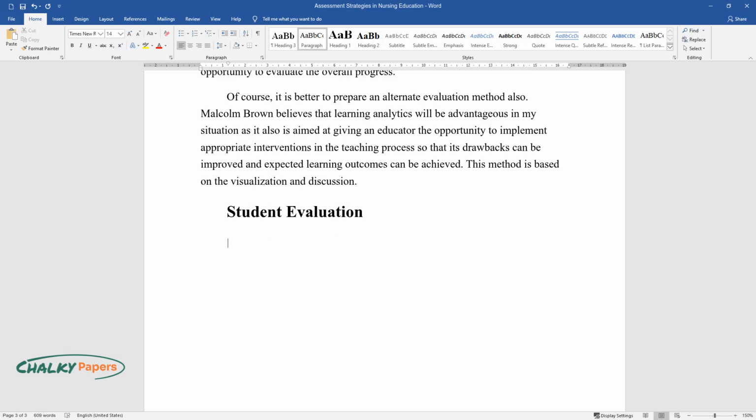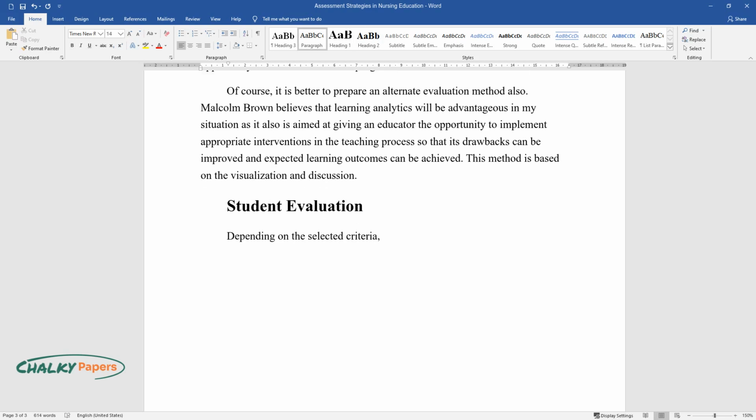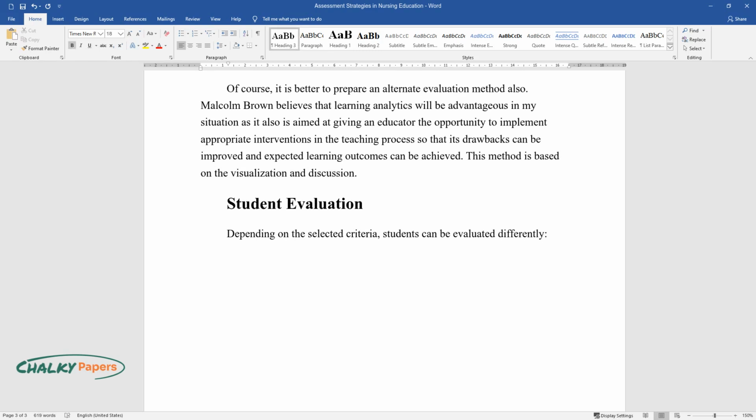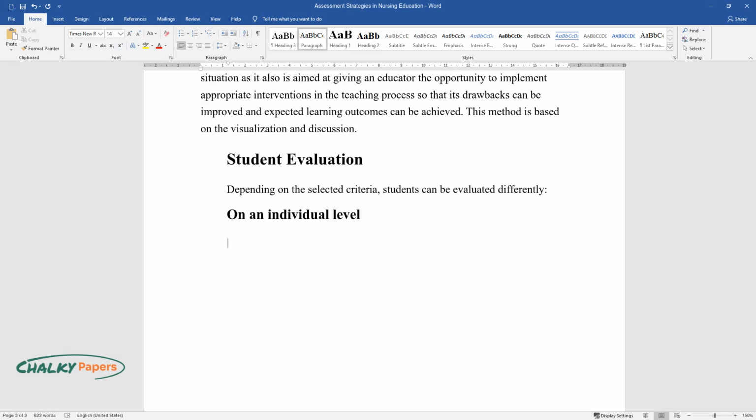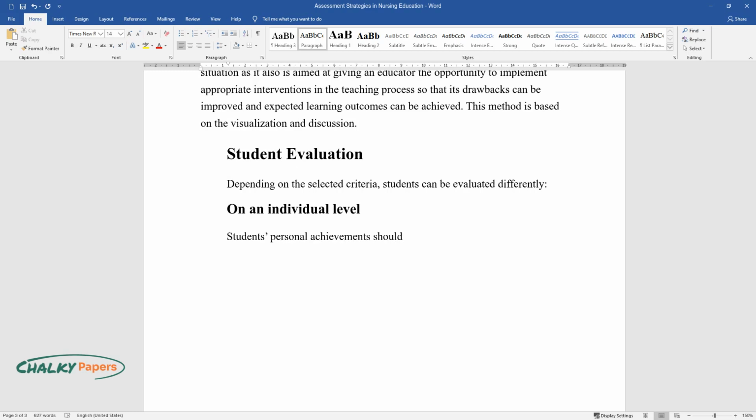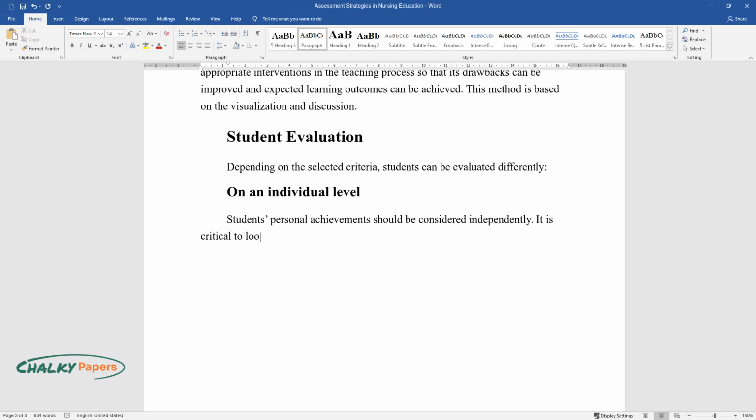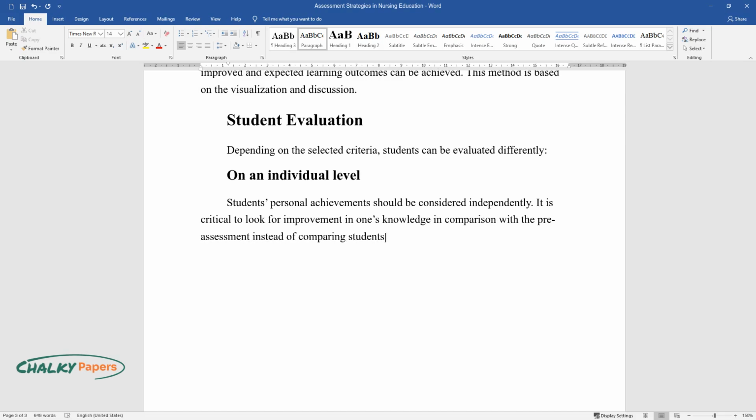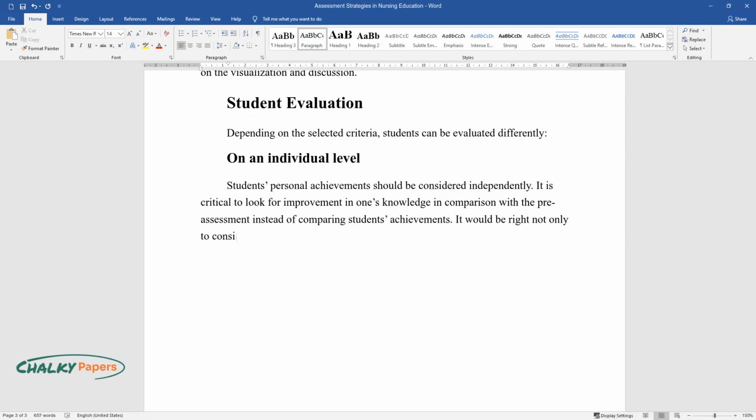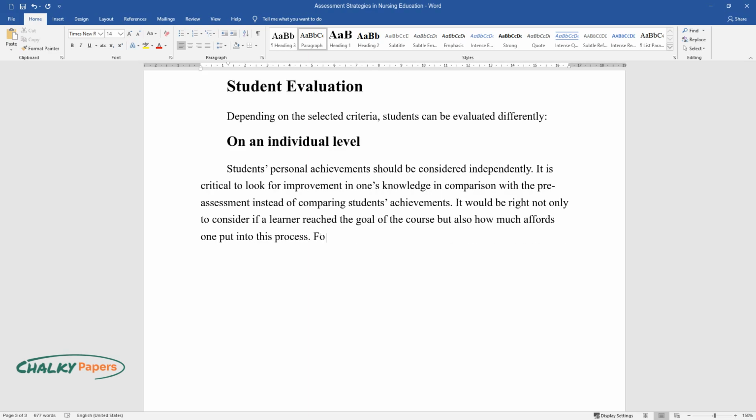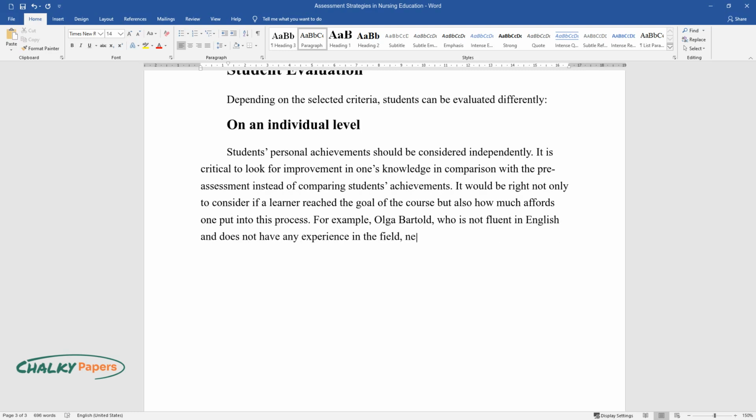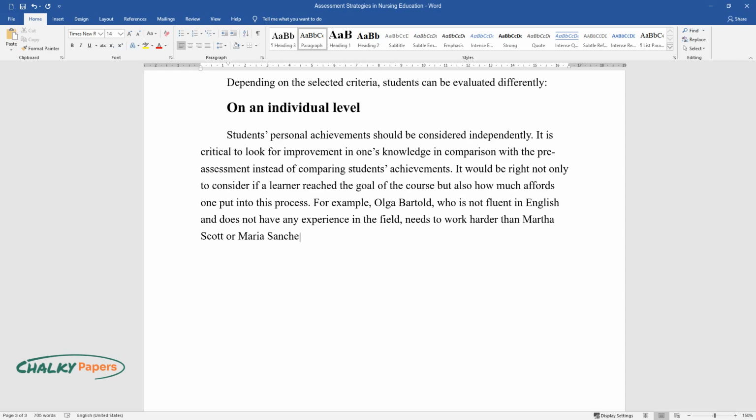Student evaluation. Depending on the selected criteria, students can be evaluated differently. On an individual level, students' personal achievements should be considered independently. It is critical to look for improvement in one's knowledge in comparison with the pre-assessment instead of comparing students' achievements. It would be right not only to consider if a learner reached the goal of the course but also how much effort one put into this process. For example, Olga Bartold, who is not fluent in English and does not have any experience in the field, needs to work harder than Martha Scott or Maria Sanchez, who have no language issues and are experienced.